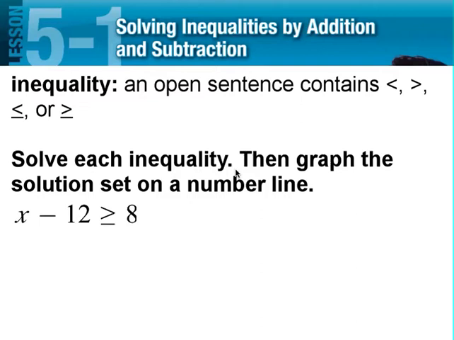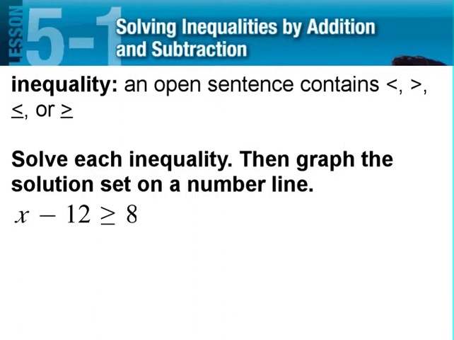By addition and subtraction. Okay. And so first of all, let's define what an inequality actually is. An inequality is an open sentence that contains a less than sign, a greater than sign, a less than or equal to sign, or a greater than or equal to sign. That is the definition from your book. Okay, and so we're going to look at just solving basic inequalities by addition and subtraction today.